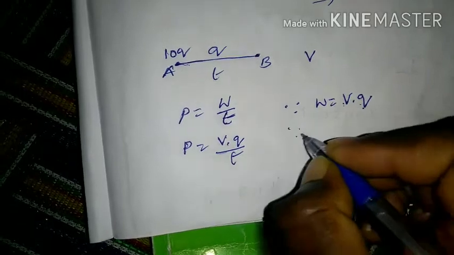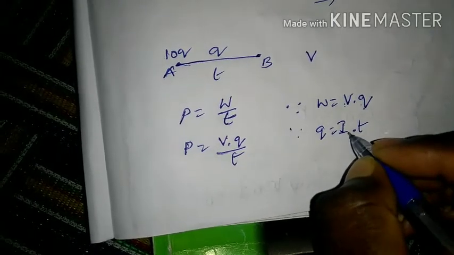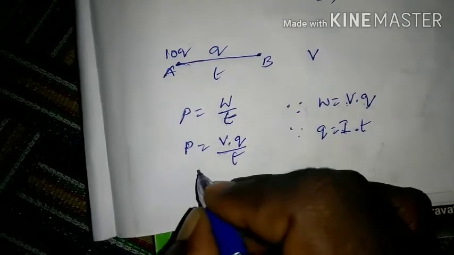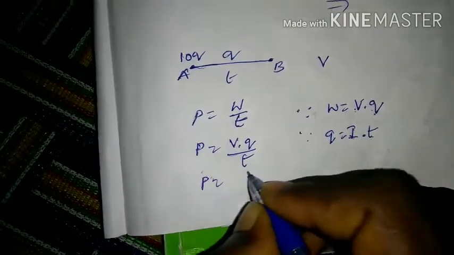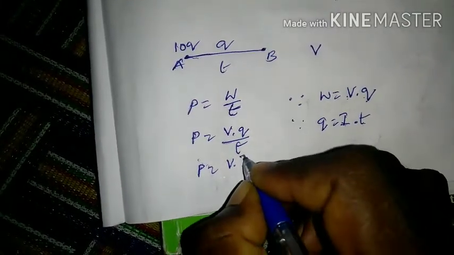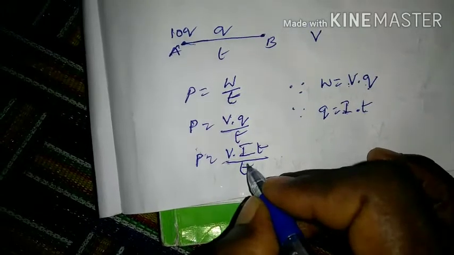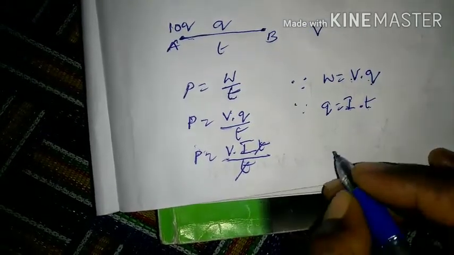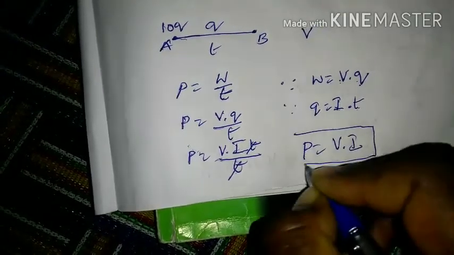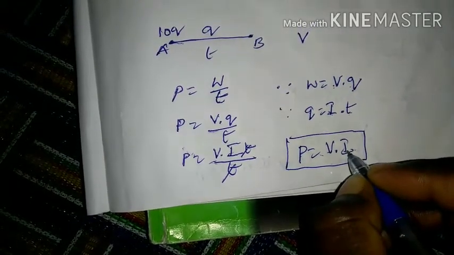Since Q is equal to I into T, where Q means charge, I means current, and T means time, P is equal to V into Q, which is V into I into T by T. After that, T cancels. P is equal to V into I. V means potential difference, I means electric current.